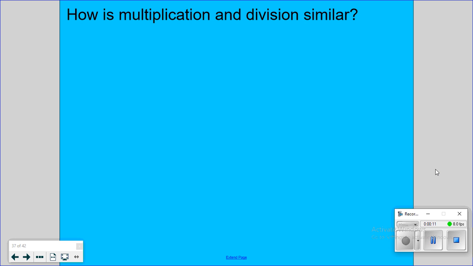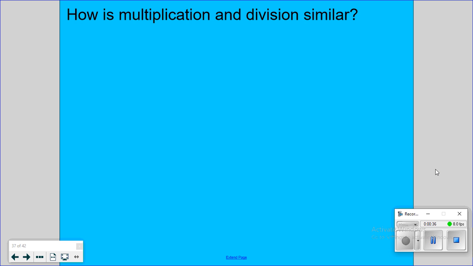We learned one strategy that they both have in common. Do you remember that strategy that we learned that they both can make? They can make a very similar visual model. Does anyone remember what visual model that one was that we made with our counters? They both can make an array.